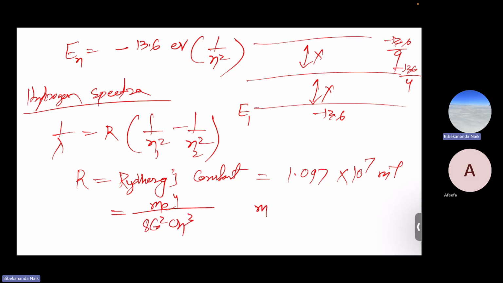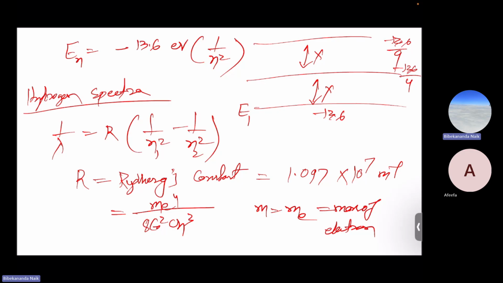But here, if you see, m is me, the mass of electron, that was considered. But when we are considering a system of one proton and one electron, the mass of electron can be taken only in the case when the nucleus is at rest. But when the nucleus is also moving, we need to consider the reduced mass of the atom.